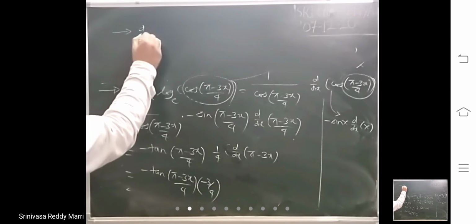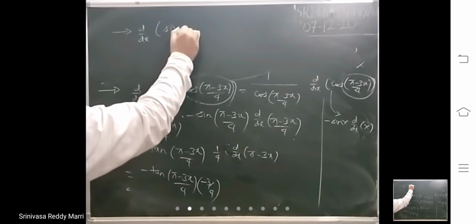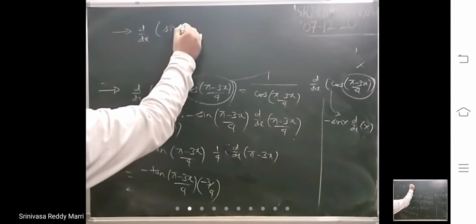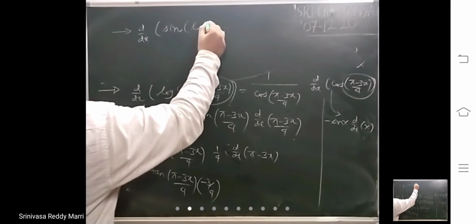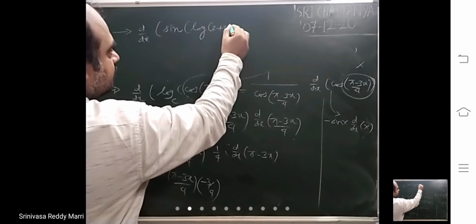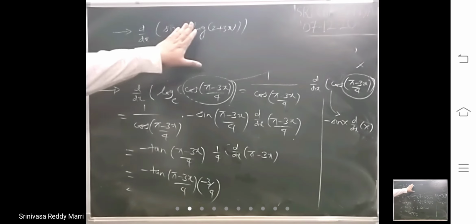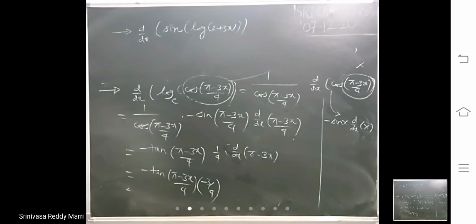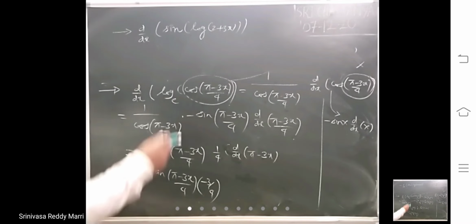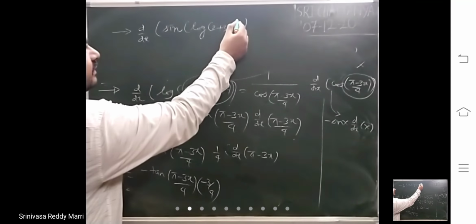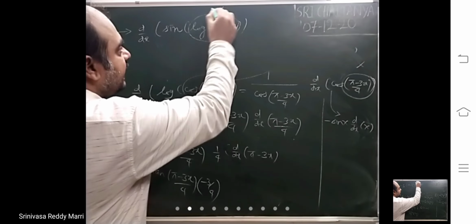Look at one more. D by dx of sine of log of sine of log of 2 plus 3x. So no need to get scared of this. So first rule, sine, look at it. This completely, whatever may be the inside, that is completely capital X.